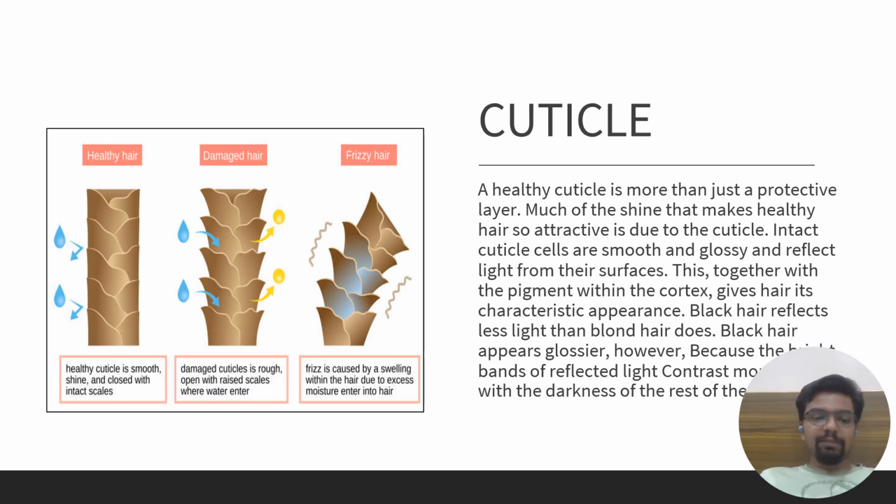From this diagram, you can see that healthy cuticles are smooth. They repel excess moisture and dust. If the hair is damaged, then there is oil loss and external moisture can enter. In the case of frizzy hair, the frizz is caused by swelling due to the excess moisture contained in the hair. So black hair reflects less light than blonde hair does.